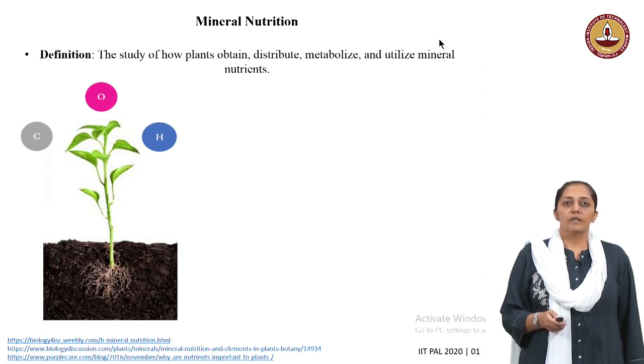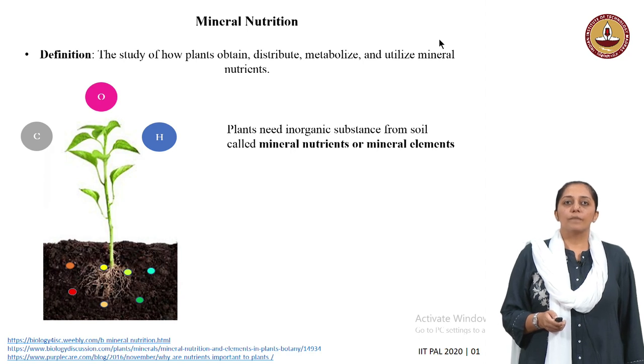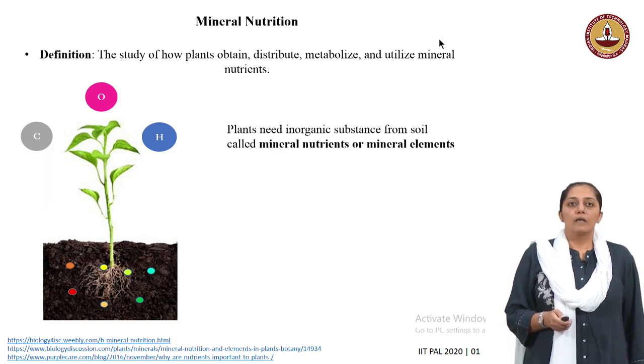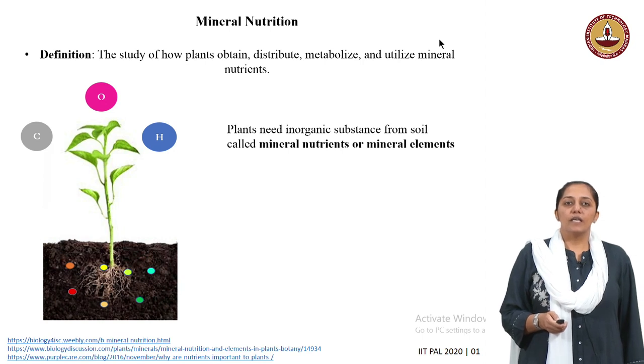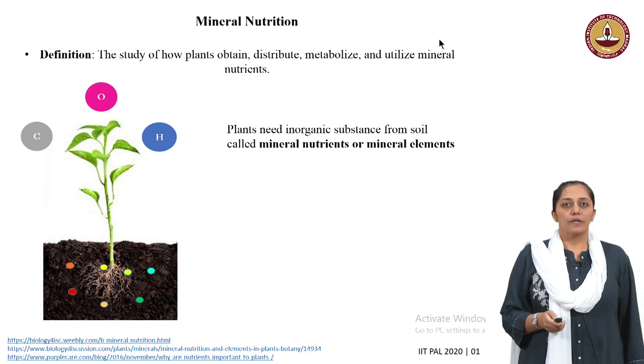As shown in the picture, you can see carbon, oxygen and hydrogen. They are essentially obtained by the plant from the atmosphere in the form of carbon dioxide and water vapor. Some of the colored dots which you see on the soil, or the underground region of the plant, are inorganic substances obtained from soil, which are called mineral nutrients or mineral elements.